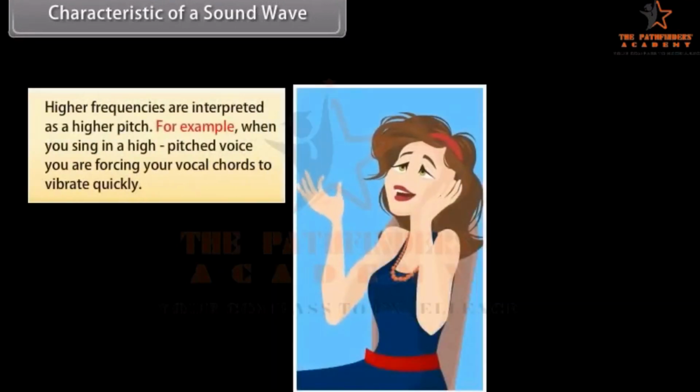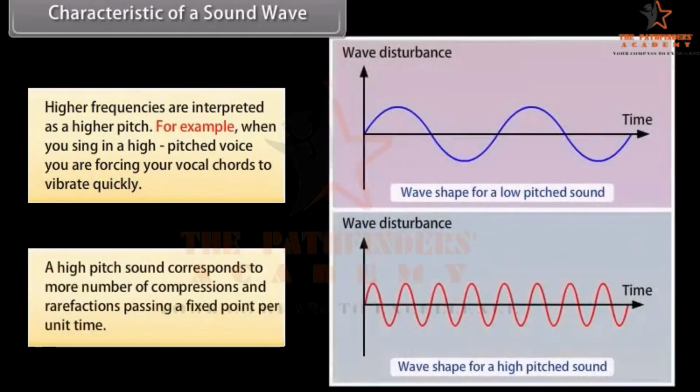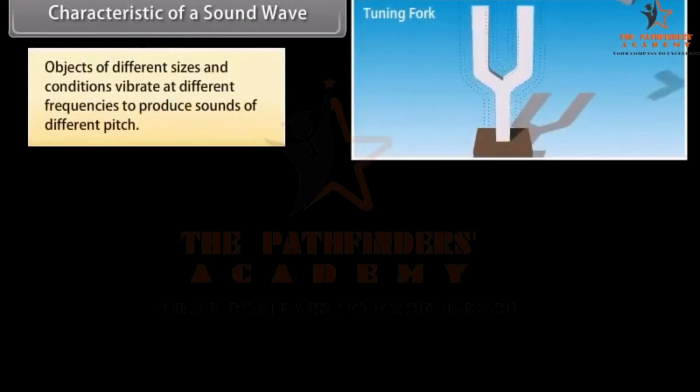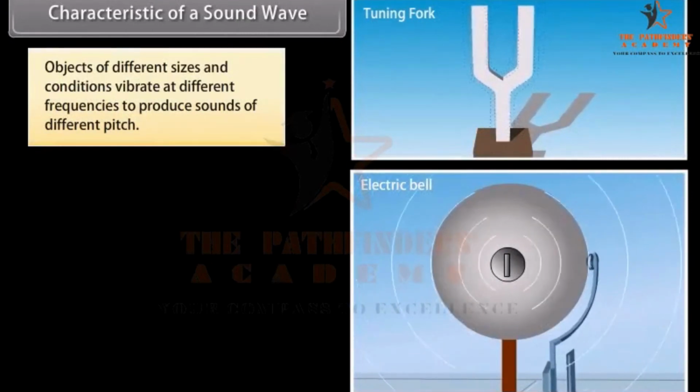Higher frequencies are interpreted as a higher pitch. For example, when you sing in a high-pitched voice, you are forcing your vocal cords to vibrate quickly. Thus, a high-pitched sound corresponds to a greater number of compressions and rarefactions passing a fixed point per unit time. Objects of different sizes and conditions vibrate at different frequencies to produce sounds of different pitch.